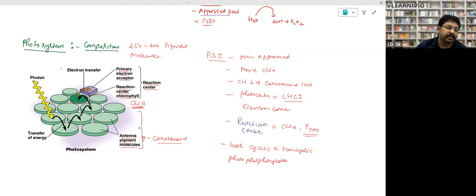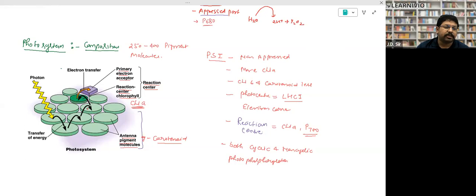Around the reaction center, there are antenna pigment molecules. These will absorb the photon. The photon will be captured by chlorophyll and carotenoid molecules. Finally, they will transfer their energy to the reaction center. The reaction center will give the energy to the primary electron acceptor for electron transfer, right? So this complete system is called PS1.